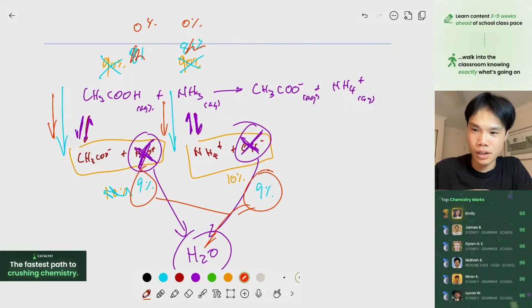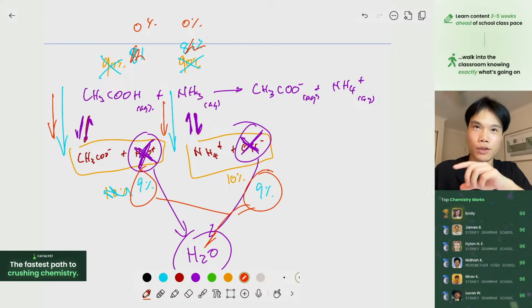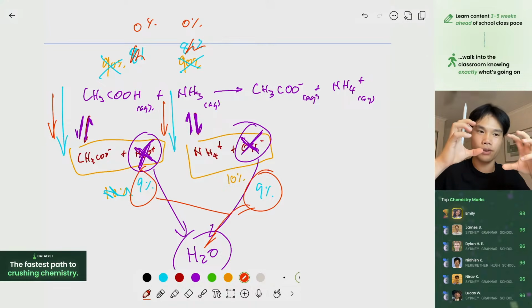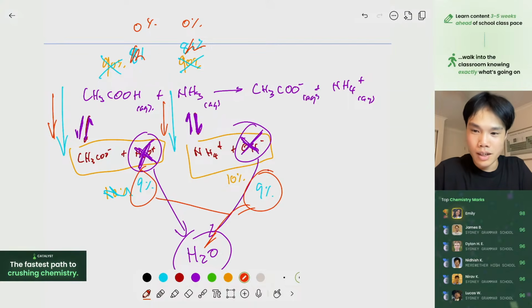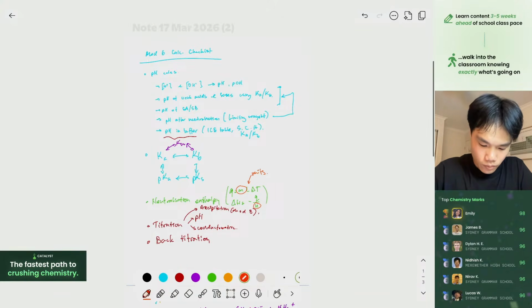Does that make sense, Joel? I know it's a bit long-winded, but you have to sort of understand the progression through each of the neutralizations, that we're shifting, and we're shifting, and we're shifting until all of it's reacted. Okay, sweet. So that's pretty much all for today.